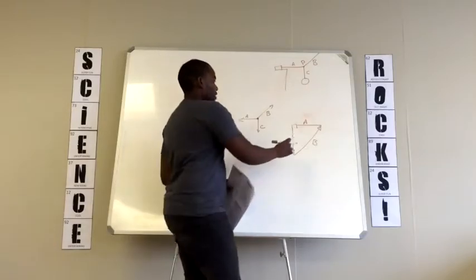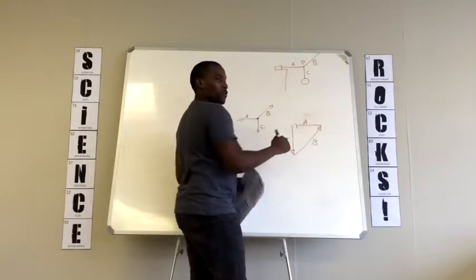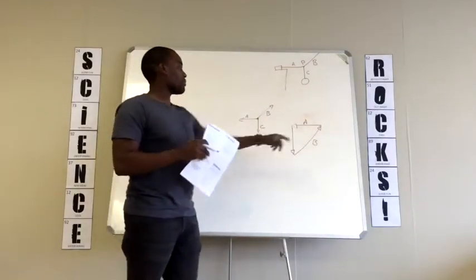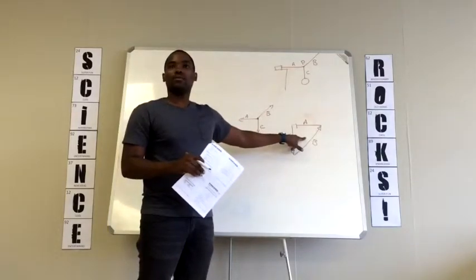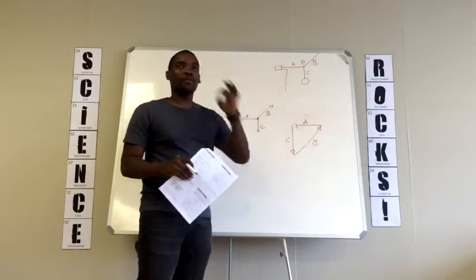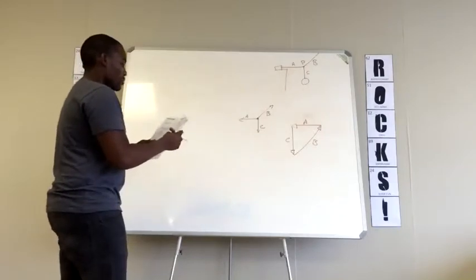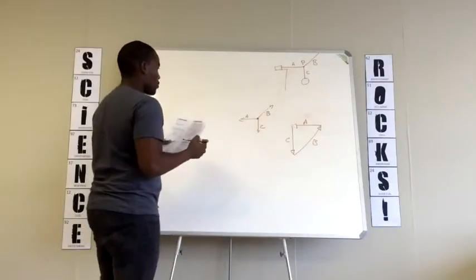If my vector diagram looks like this, if it forms what we call a closed loop, what does that tell me about my resultant? Yeah, equilibrium. I've got a zero resultant. Cool. So now, that's 2.1. Done.